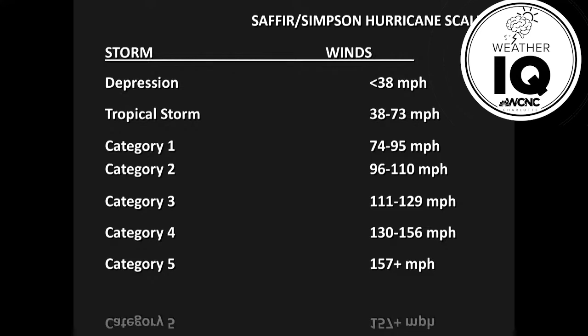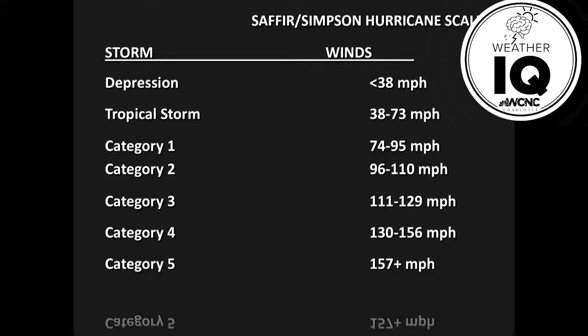So a category 1 hurricane, 74 to 95 miles per hour. A category 2, 96 miles per hour up to 110 miles per hour. A category 3, 111 to 129 miles per hour. A category 4, 130 to 156 miles per hour. And a category 5 is 157 plus miles per hour. So that is a strong hurricane.